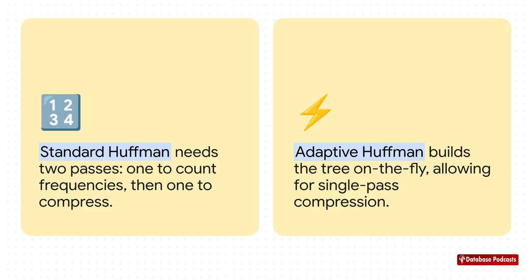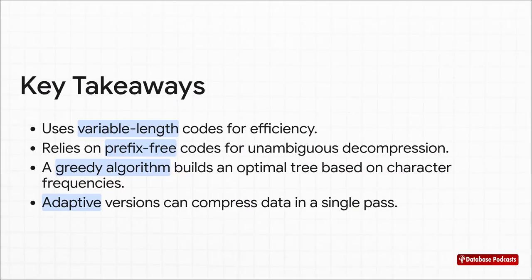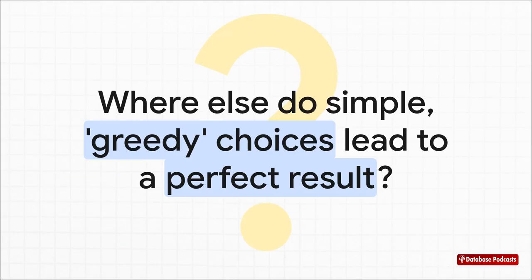So the crucial takeaway here is that Huffman coding is this powerful and elegant solution to data compression. It uses frequency to assign shorter codes to common characters in a provably optimal and, importantly, unambiguous way. It's just fascinating how this simple greedy algorithm produces a perfect overall result. It really makes you wonder, where else does that principle apply?